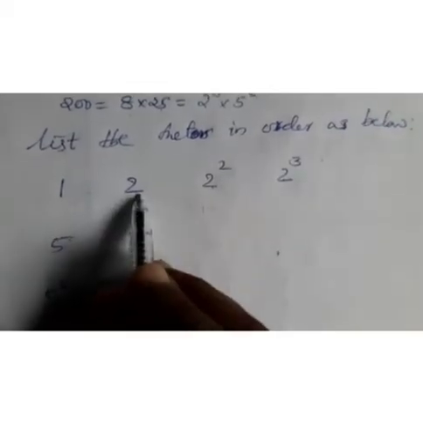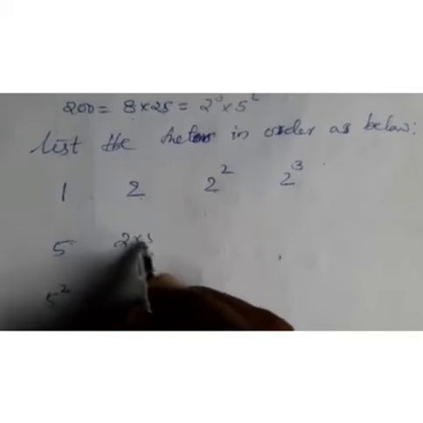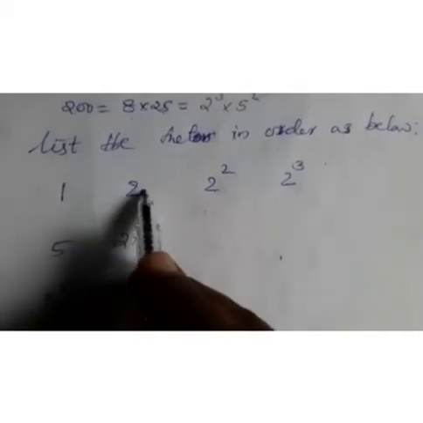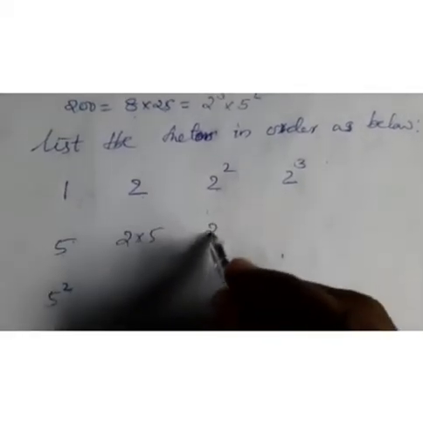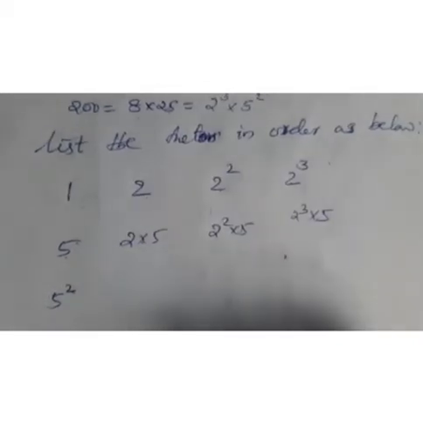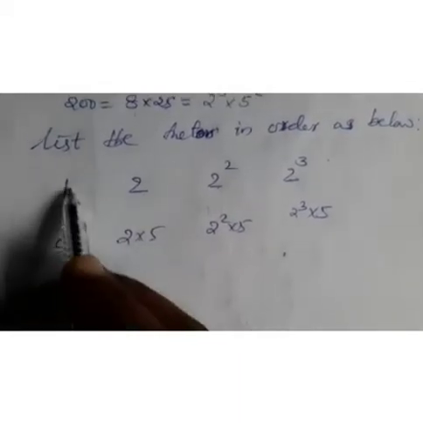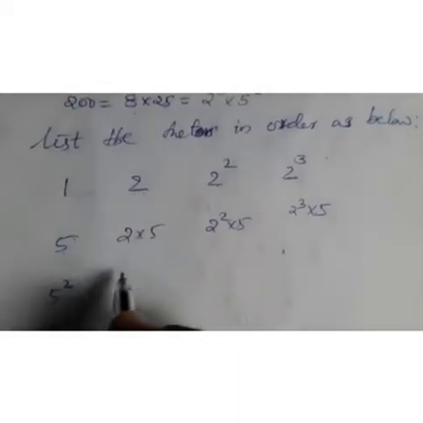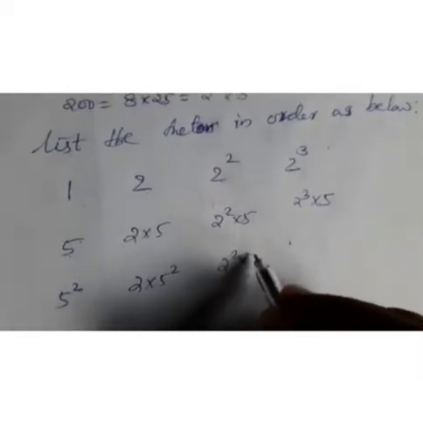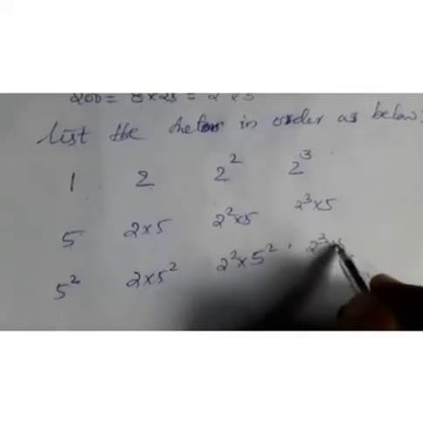From the first, if you multiply with 5: 1 into 5, 5, 2 into 5, 2 square into 5, 2 cube into 5. Then again we multiply with 5 square. 1 into 5 square is 5 square. 2 into 5 square. 2 square into 5 square. 2 cube into 5 square. 2 cube into 5 square is 200.